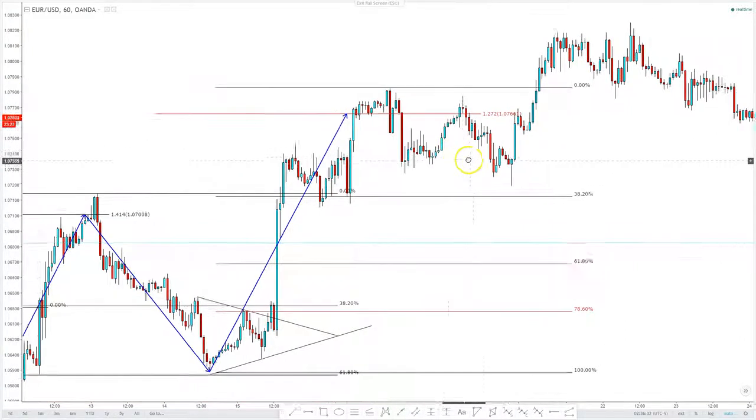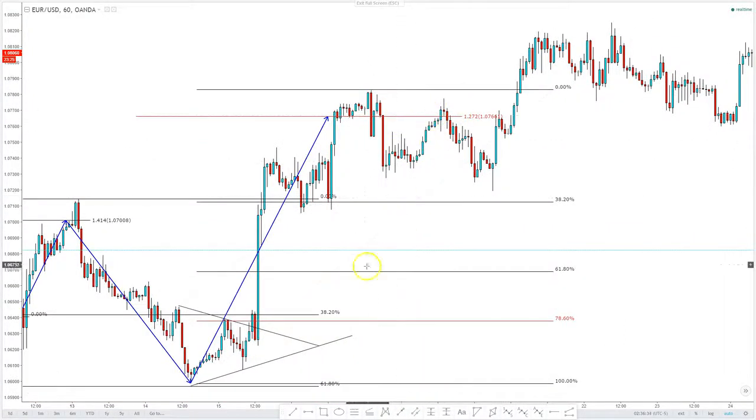You see, the market's not a textbook. Everything in the market's unique, so let's see. We're going to pull back right here. 38.2. Oh, before I put the arrow, let's see what type of structure we get here. Put a horizontal line right here.